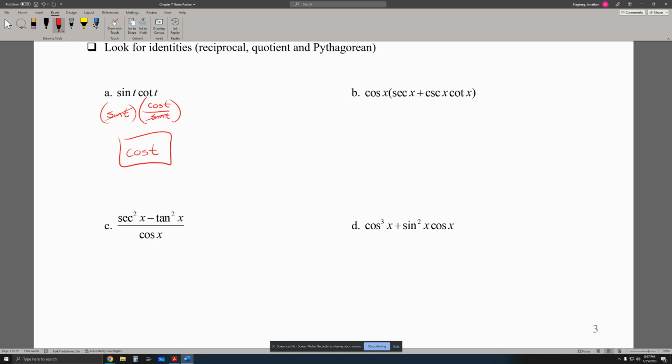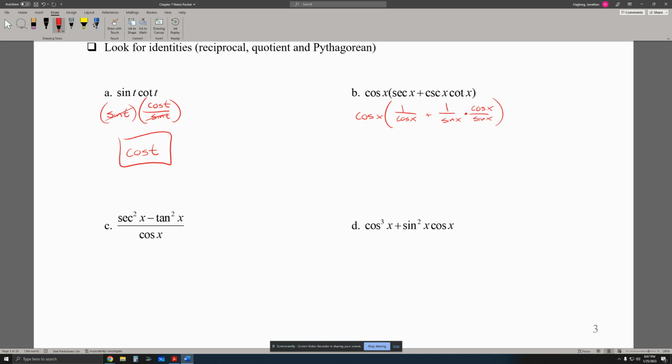Letter B, we have cosine x times the quantity secant x plus cosecant x cotangent x. I'm going to rewrite this in terms of sine and cosine. So we have cosine x times secant is rewritten as 1 over the cosine. Cosecant is 1 over the sine. And cotangent is cosine x over sine x.